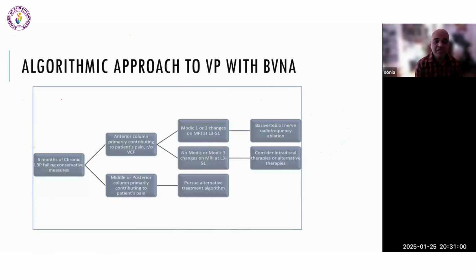Now, if you ask me personally, I don't know how to differentiate because, of course, we used to do provocation discograms to see whether the disc is the problem or something else. But that procedure is also falling out of favor because the report that patients give us is sometimes not that reliable.